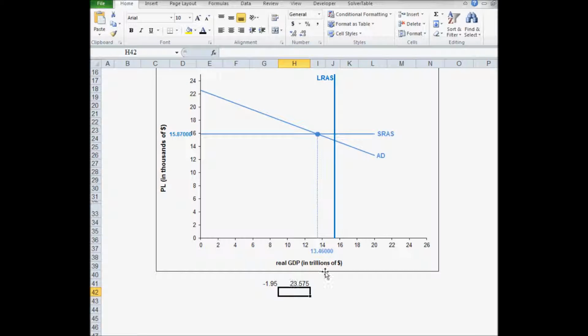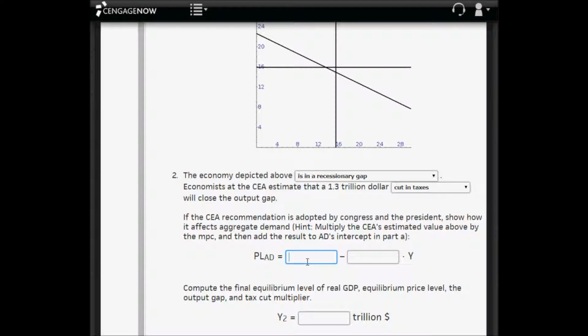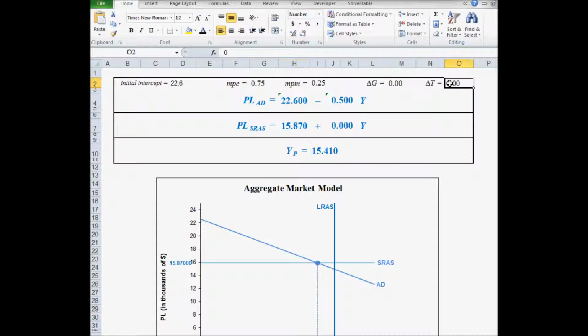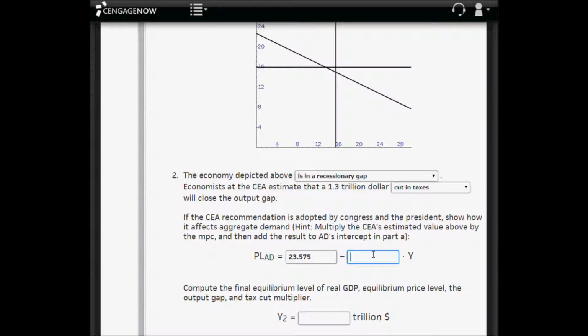So the new intercept is 23.575. To verify that, we're going to insert $1.3 trillion into the Excel simulation. We've got to make it negative because it is a tax cut. And when I hit enter, aggregate demand will shift from here to here. And it does. So the tax cut closes the gap. And you can see that the aggregate demand intercept is indeed 23.575. The slope is still 0.5 because the MPC and the MPM have not changed. We're holding them constant.